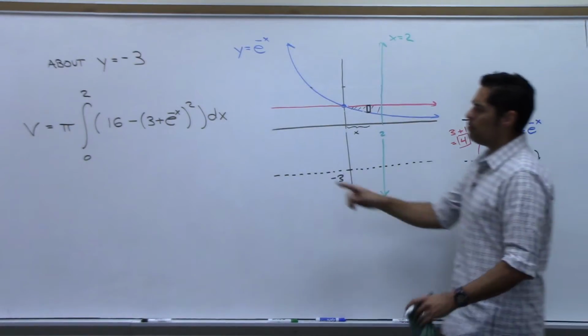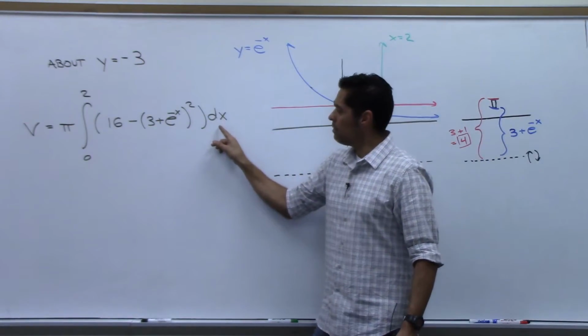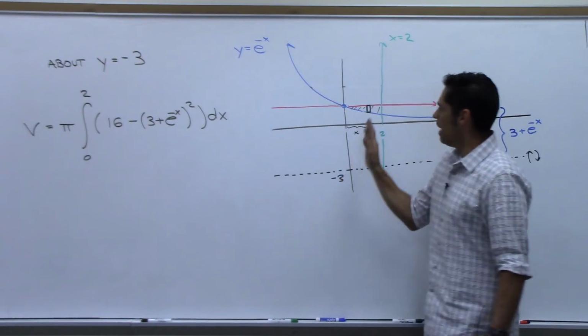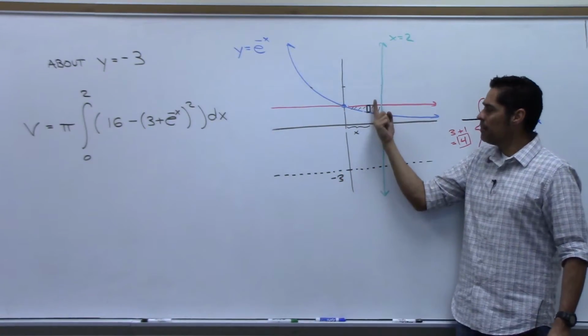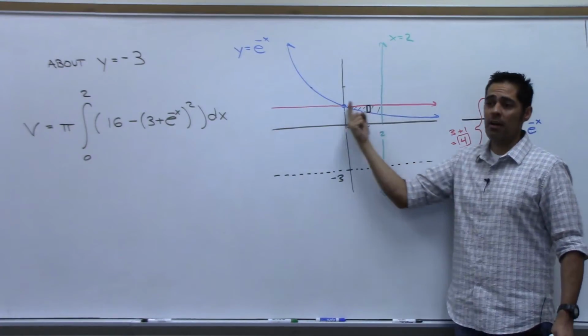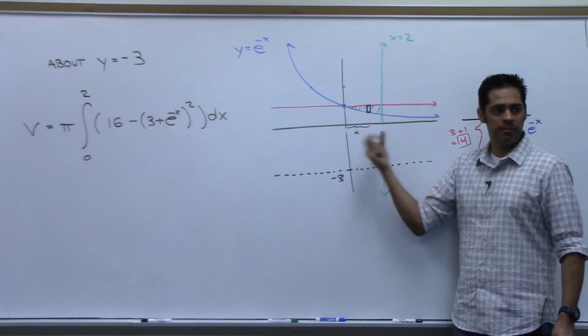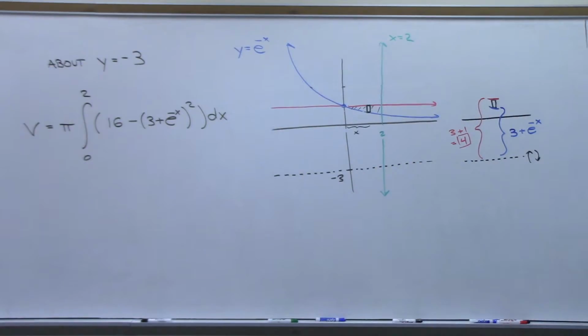Yes? Because we're integrating with respect to x, we want to know what x will vary between. Going back to this, the rectangle has to be slid left and right through the region. That's why we're varying x from 0 to 2. Got it? You were thinking up and down. Okay. All right. Good.